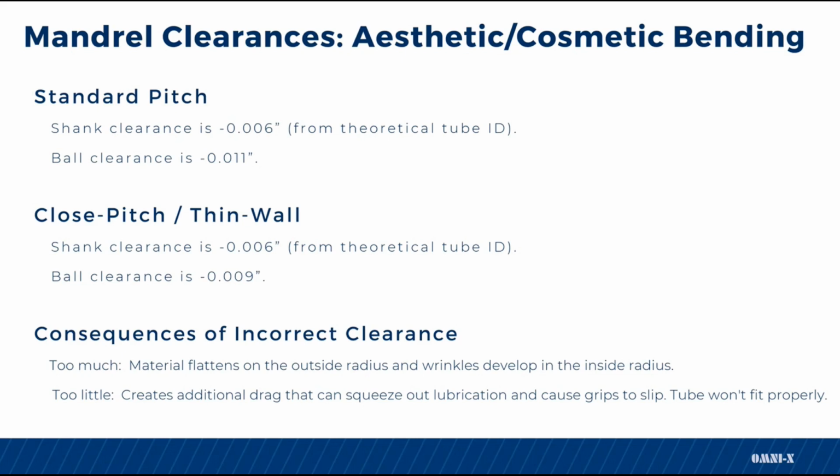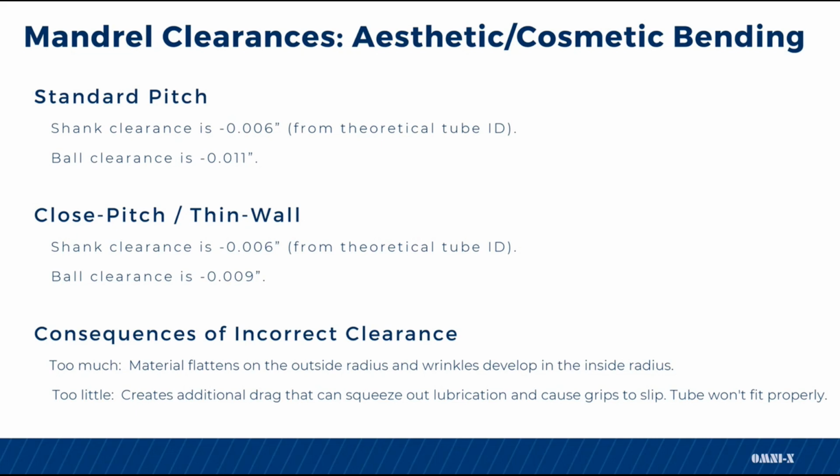Mandrel clearance refers to the clearance between the ID of the tube and the mandrel components. For cosmetic bending applications, mandrel clearances should be held tightly to maximize the shape control of the bent tubes. For standard pitch mandrels, the finished shank diameters are held to 6/1000 of an inch from the tube ID, while the ball diameters are held to 11/1000 of an inch from the ID of the tube.